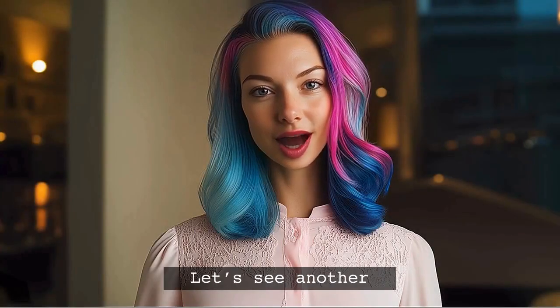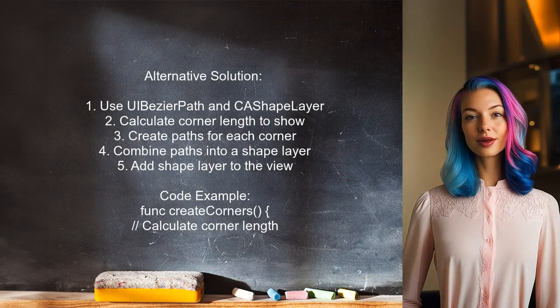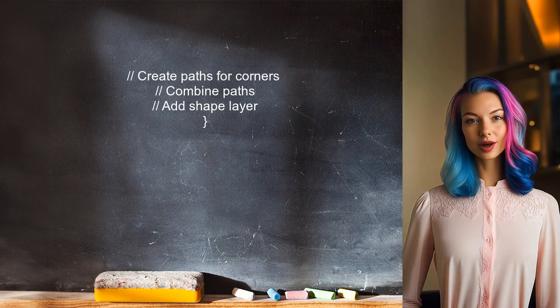Let's see another perspective. An alternative approach shared by another user involves using UIBezierPath and CAShapeLayer to display only the corners of a UI view. They calculate the length of the corners to show and create paths for each corner. Finally, they combine these paths into a shape layer and add it to the view.